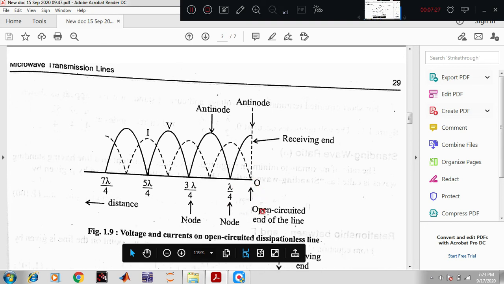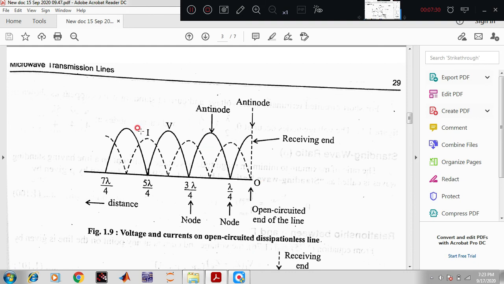So this is the receiving end, that is the load side, and here we have antinodes, right? So this continuous line corresponds to what? This continuous line corresponds to the voltage, and this dotted line corresponds to what? The current, right? And the antinodes corresponding to voltage are located at distances of lambda by 4, 3 lambda by 4, 5 lambda by 4, and 7 lambda by 4.